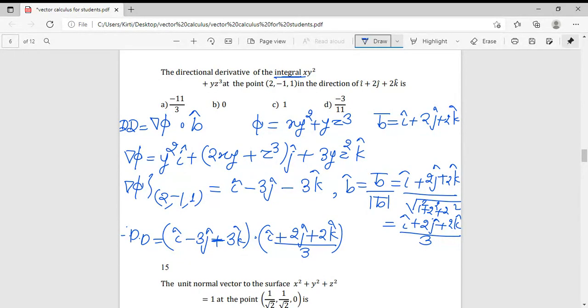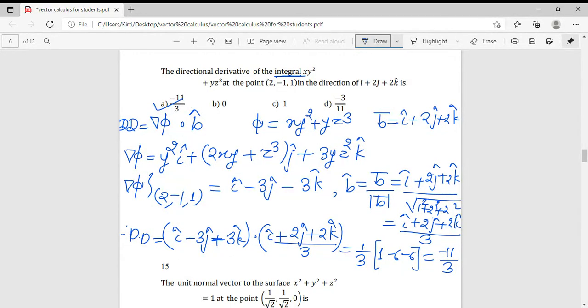Simplify, take the dot product, so it is 1 by 3, multiplying corresponding components and adding them. So 1 into 1, 1, then minus 3 into 2, minus 6, then again here it is minus 6. So what I am having? It's minus 11 by 3. So therefore option A is the correct one. So in this way, looking at the requirement, one is expected to do the calculation quickly.